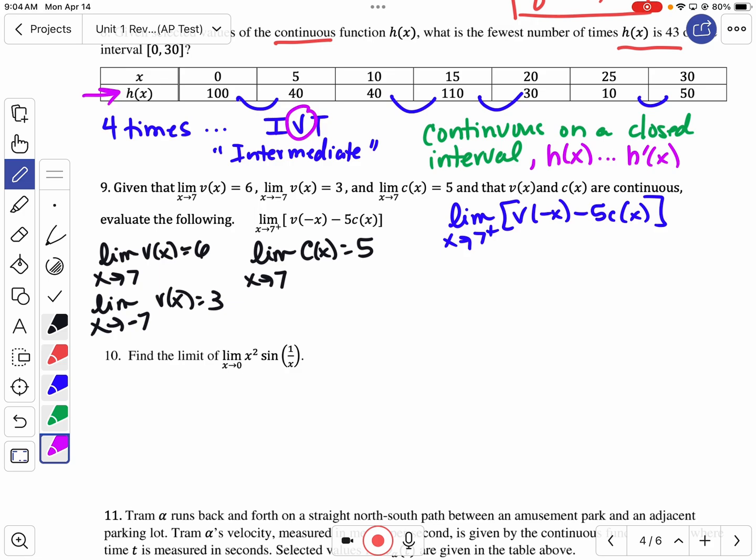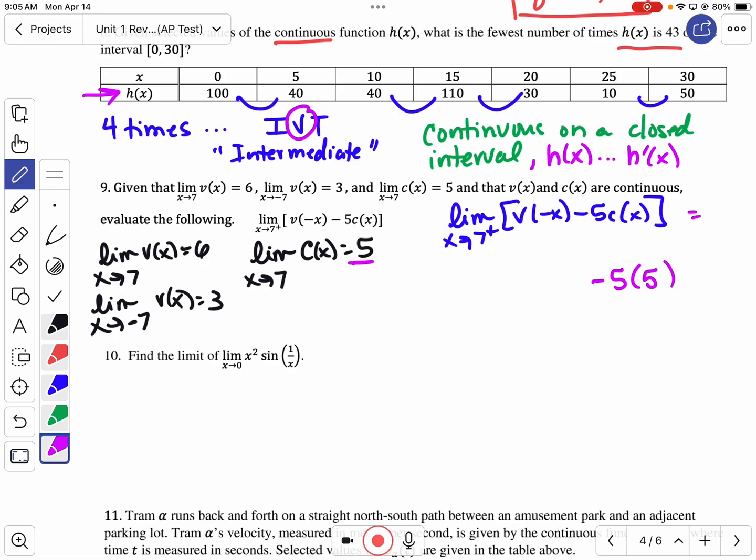The only issue I see here is this v of negative x. That's not defined. I have v of positive x. Do you see where that's an issue? Let's look at the second one. The second one I can work with. It's negative 5, which we're going to keep. I have the limit as x approaches 7 of c of x, and because it's just 7, I know it's true from the right or the left. So how much is that second limit equal to? It's equal to 5.